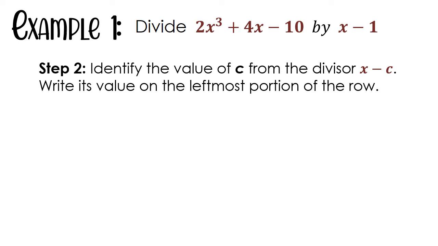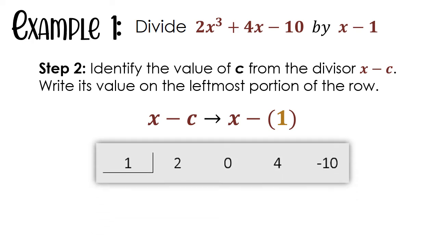Next, for step 2, we're going to identify the value of c from the divisor x minus c. Write its value on the leftmost portion of the row. Since we're done with the dividend, what we're going to do with the divisor is to get the value of c. Since we have x minus 1 and we have the general form x minus c, the value of c here is positive 1. So we write it on the leftmost portion of the row.